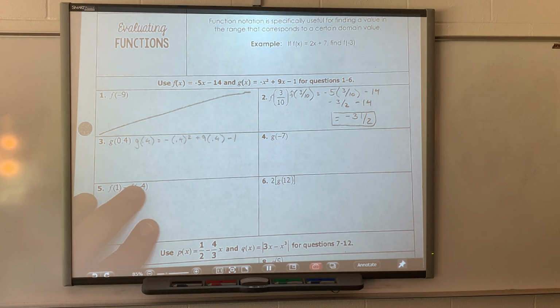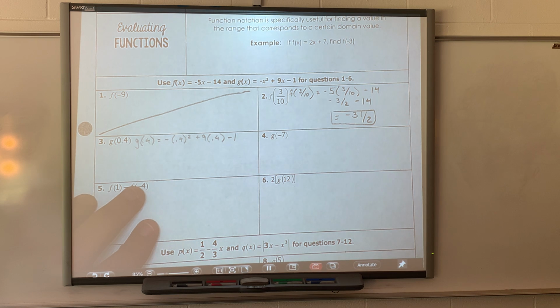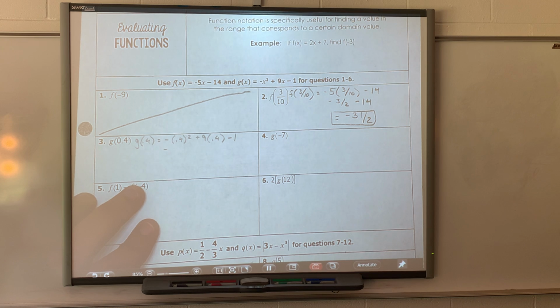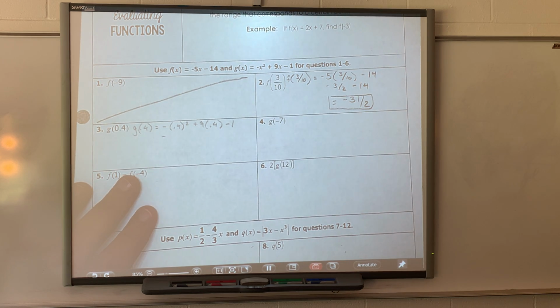Okay. The negative sign is not attached to the squared. It's not attached to the x squared. Okay, the negative is out front. So bring your negative down. 0.4 squared. You shouldn't even really need a calculator. 4 times 4 is 16.